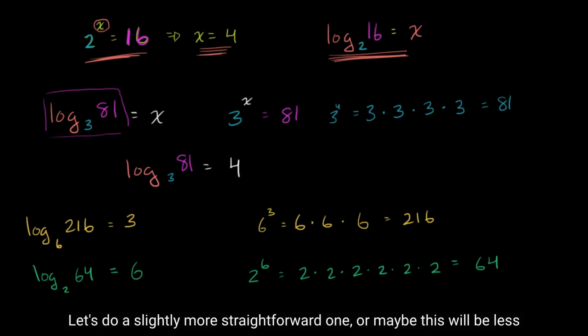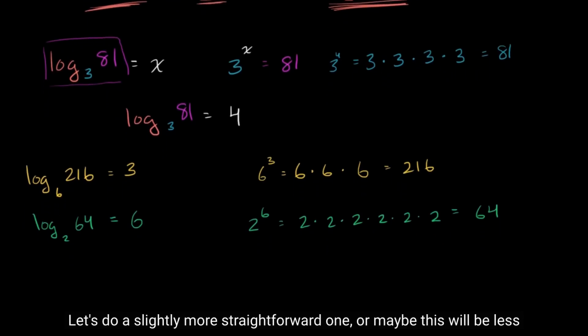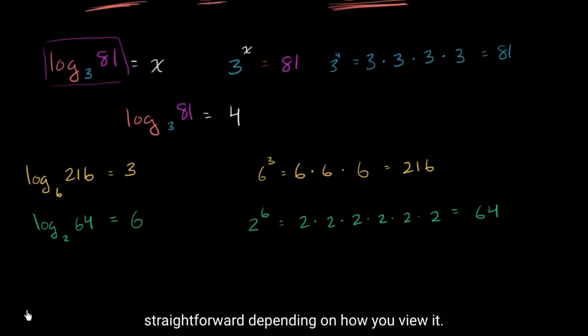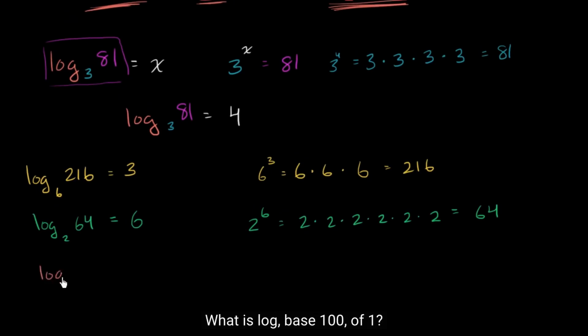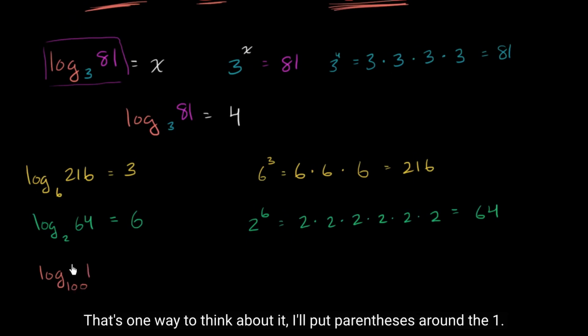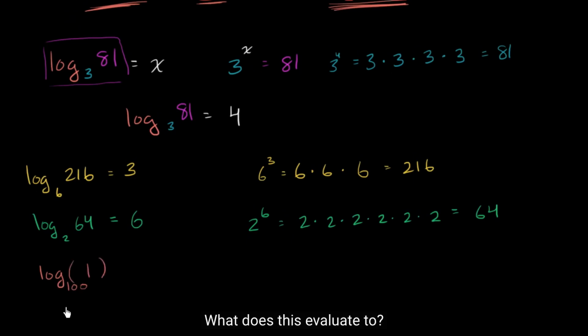Let's do a slightly more straightforward one. Or maybe this will be less straightforward, depending on how you view it. What is log base 100 of 1? You think about that for a second. The 100 is a subscript, and then it's log base 100 of 1. I could put parentheses around the 1. What does this evaluate to?